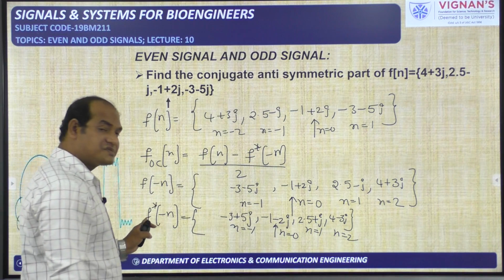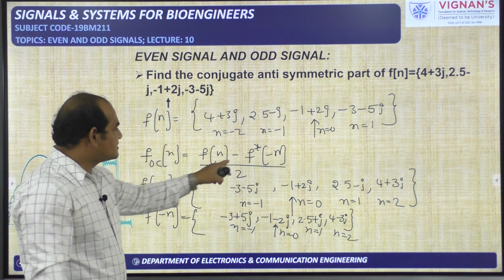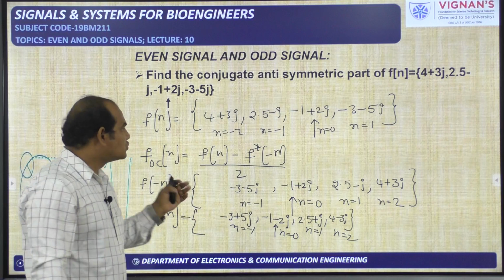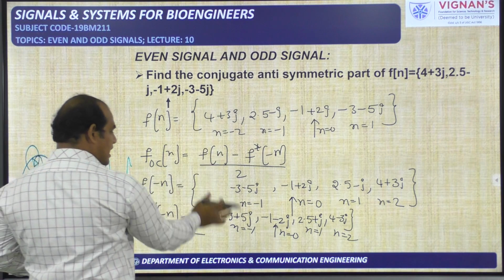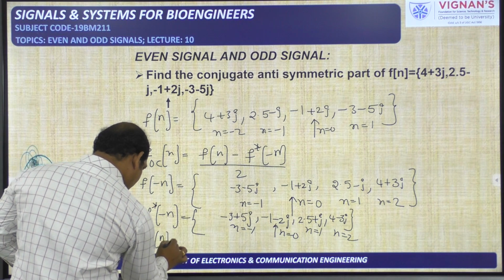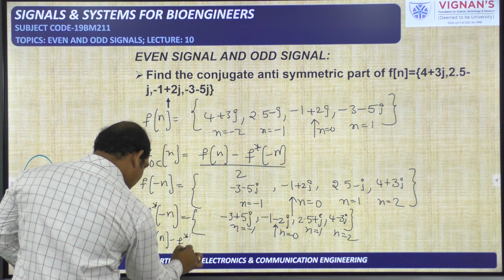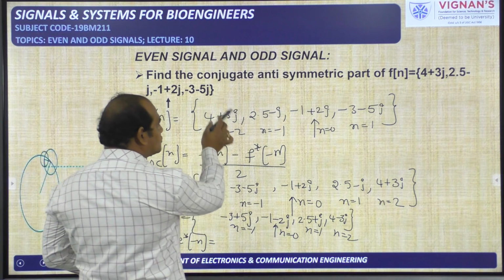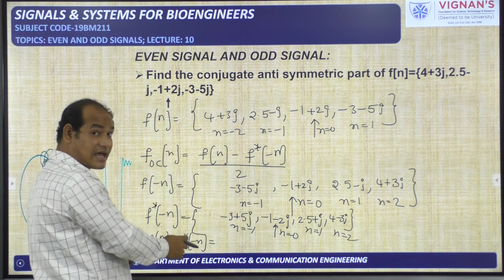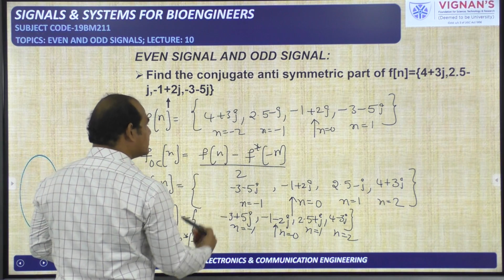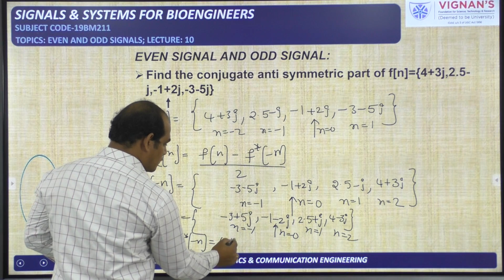Okay, now we have f star of minus n also. Now what is there here? Subtraction is there. So f of n minus f star of minus n. So these two have to be subtracted, f of n, f of minus n. So I am doing that one. F of n minus f star of minus n is equal to. So at n is equal to minus 2, this is having the sample, but this one not having the sample, so no need to do anything here. So 4 plus 3j minus 0 we can consider, that is 4 plus 3j.